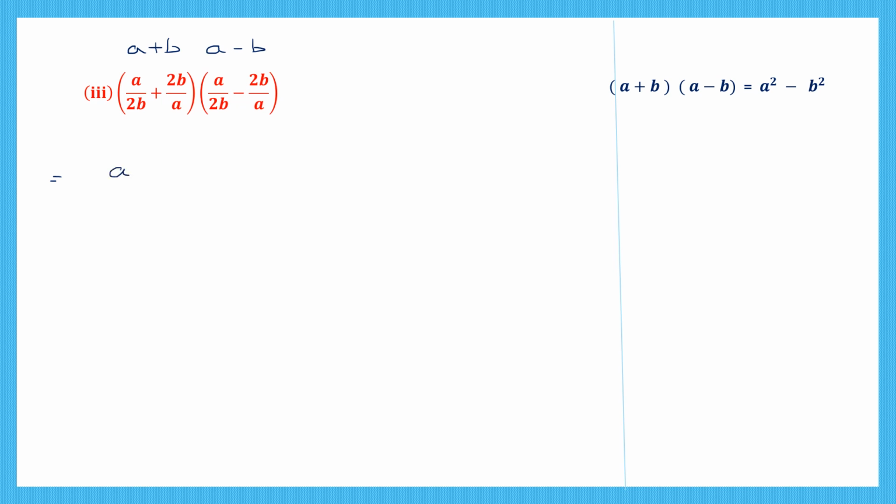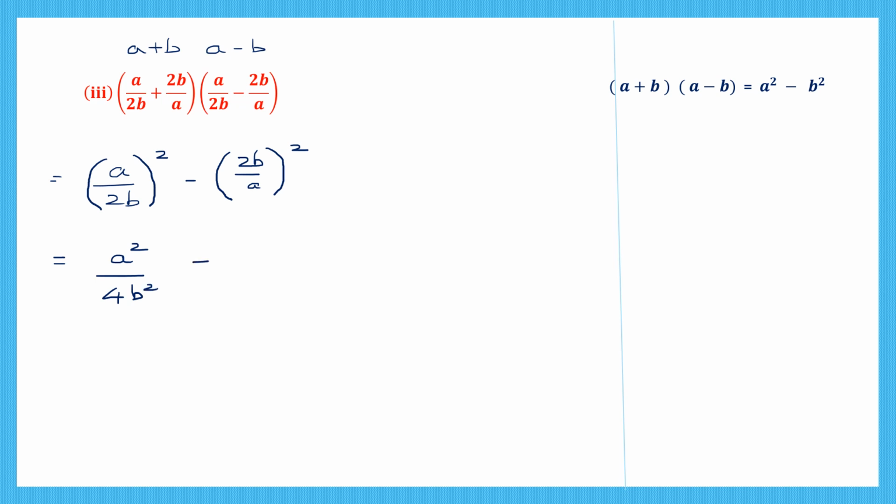So what is a? A is a by 2b. This whole thing is a. So this we are going to square it. Minus b square. And what is b? B is 2b by a. And this is b. So b square will be square of this. So now let's multiply it twice. A square means a into a, which is a square. So let's write that. And 2b, 2 into 2 is 4, b into b is b square.